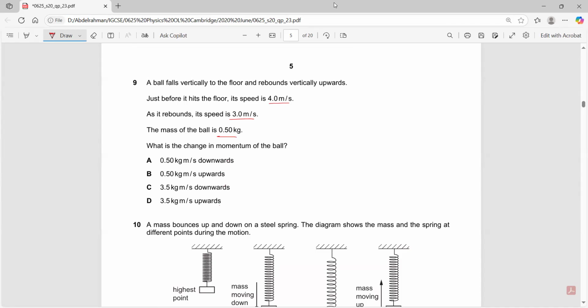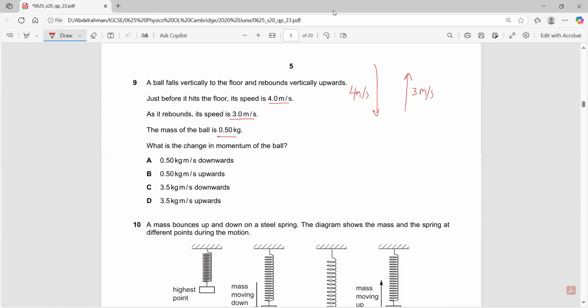Now, as the ball changes its direction, it was moving downwards, right? And then it was moving upwards. It was moving downwards at a speed of 4 meters per second, and then it moved upwards at a speed of 3 meters per second.